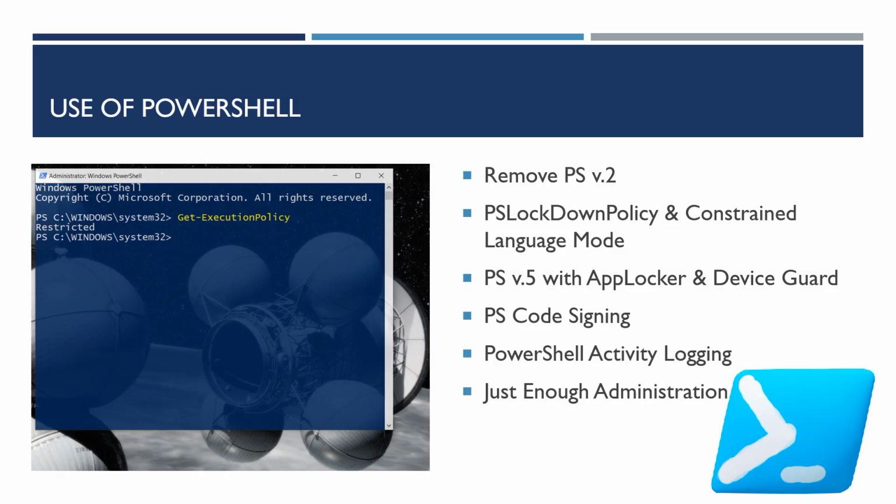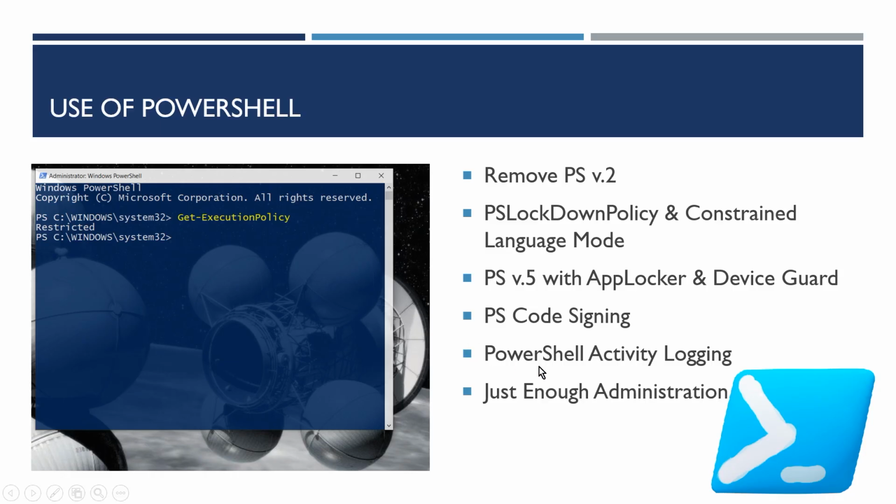Get rid of it. PS lockdown policy, constrained language mode, very good ways to get rid of problems with people being able to run scripts, either accidentally or on purpose, in PowerShell. AppLocker and DeviceGuard, very good tools to use. AppLocker is a whitelisting tool that will help make sure that only appropriate executables run in your systems. PowerShell code signing. You can set this up for all PowerShell use. I would suggest that all PowerShell code is signed before it's run, and that is a policy on your system.